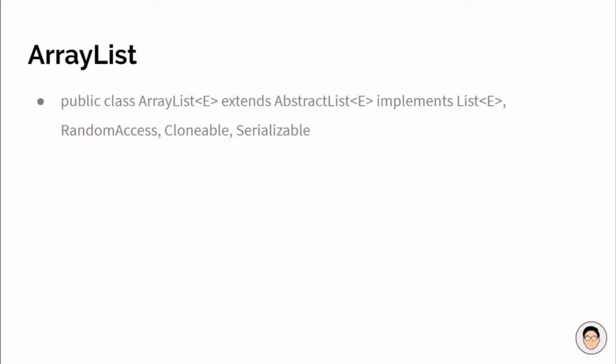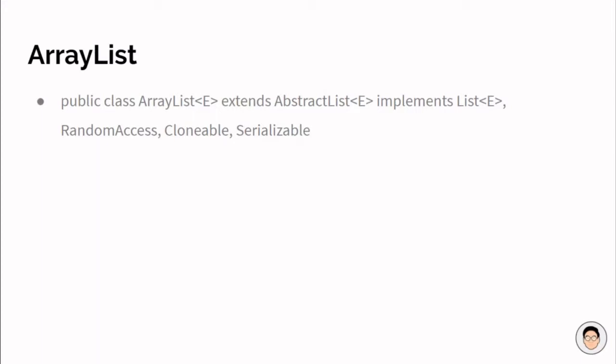In the previous video, we have been discussing ArrayList. In this video, we would like to continue that. First is the signature of ArrayList. Public class ArrayList<E> extends AbstractList<E> implements List<E>, RandomAccess, Cloneable and Serializable. As we have discussed in the previous video, ArrayList extends and implements all this.